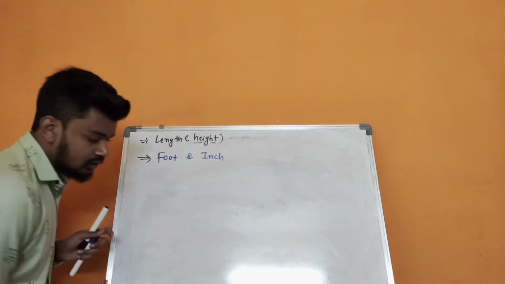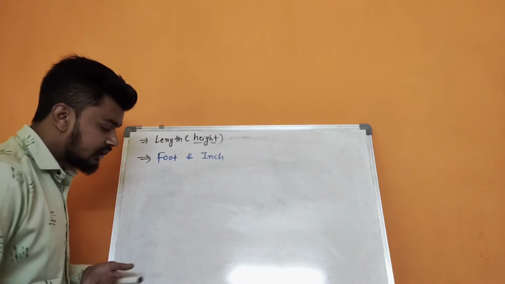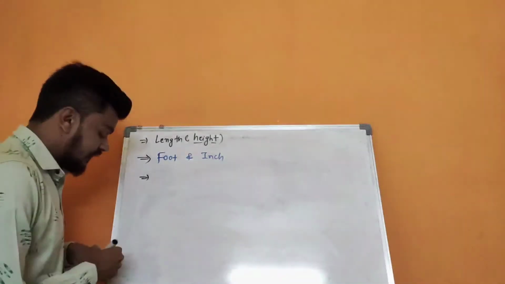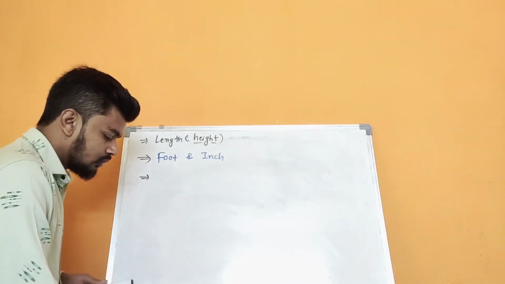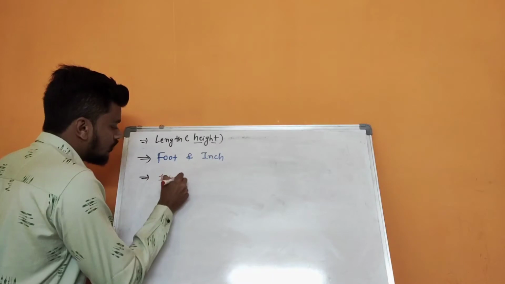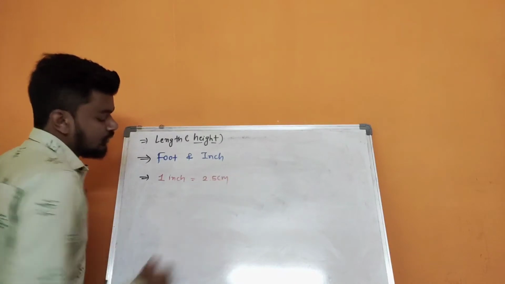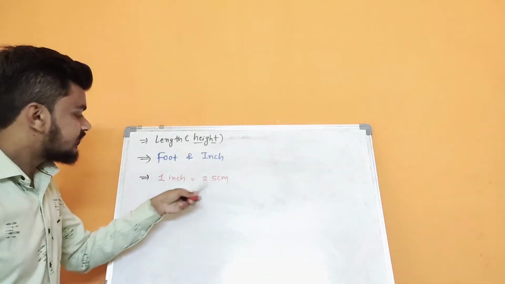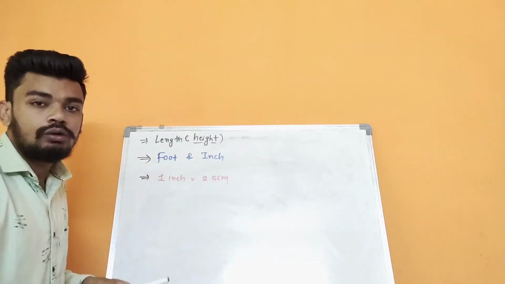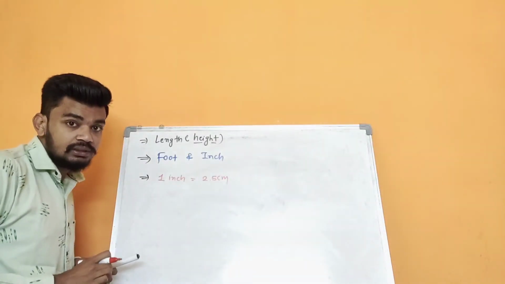So the first unit we'll see is the inch. We are writing the relation between the inch and the centimeter right now. 1 inch is equal to 2.5 centimeter. It is approximate. If you look properly at the ruler, it is about 2.5 centimeter. So 1 inch we can write as 2.5 centimeter.